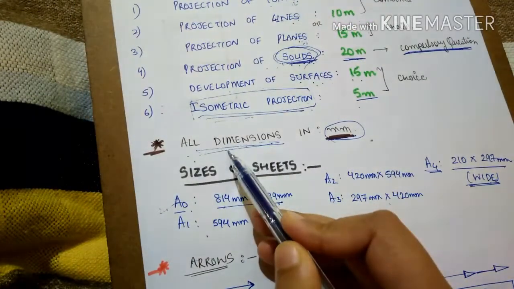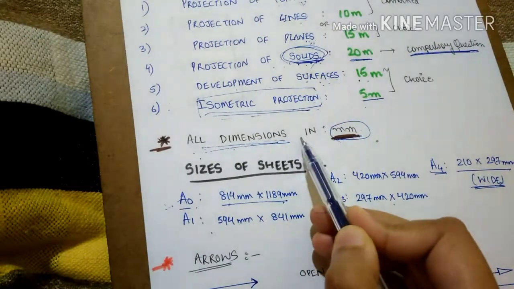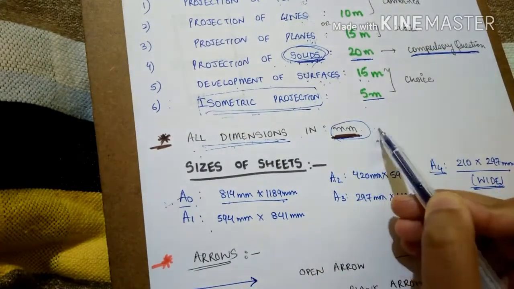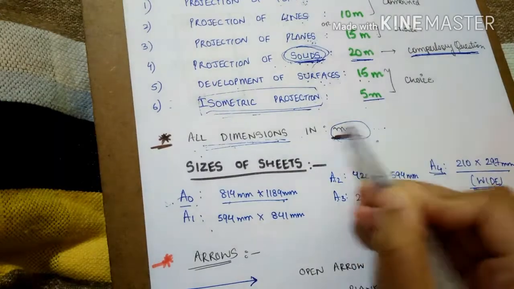One thing to notice is that all dimensions in the CAD subject are taken in millimeter. Never do it in centimeter. It's always millimeter.